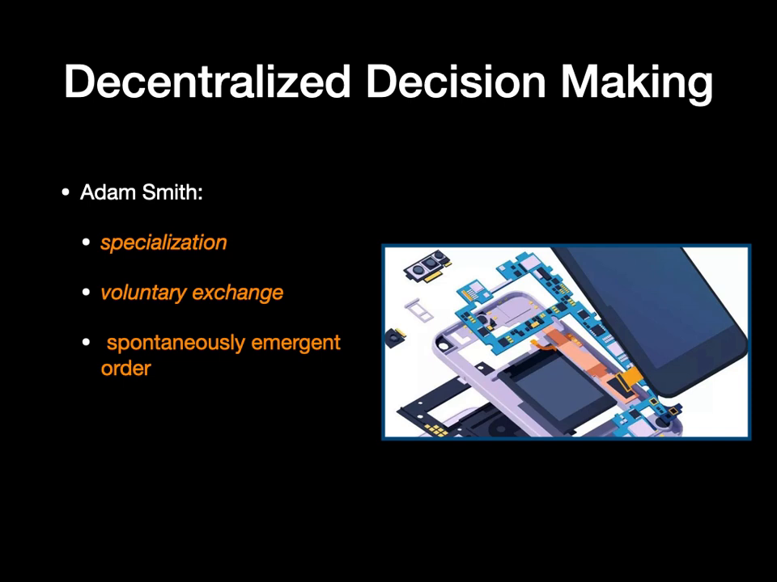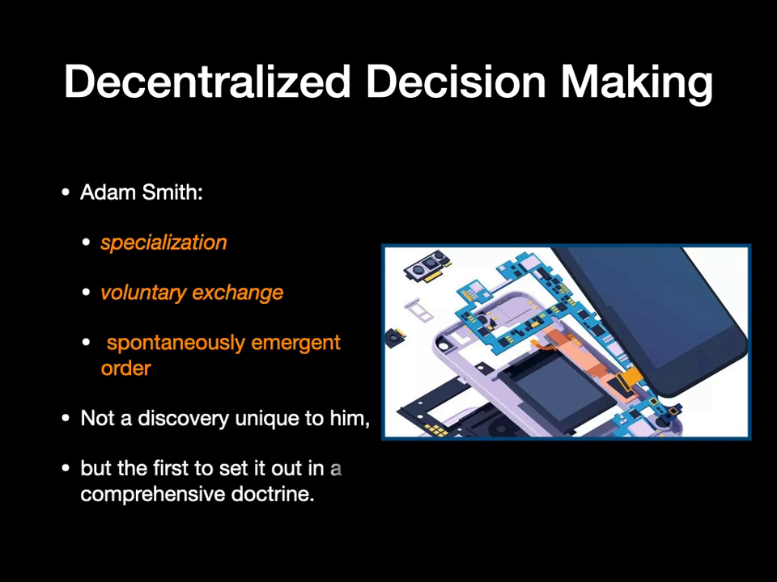It's done through a spontaneous order. Now again, Smith didn't come up with this and devise it. He was just the first to set it out and write it in a comprehensive doctrine. And so this idea of an emergent order is very, very important, and it's something we're going to spend a lot of time on. Nobody sits around and controls what you do. Nobody's going to tell you the job you have to do.